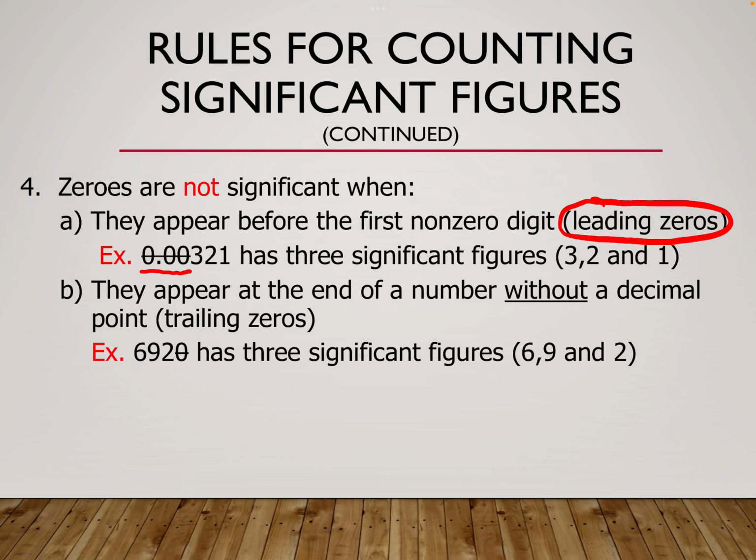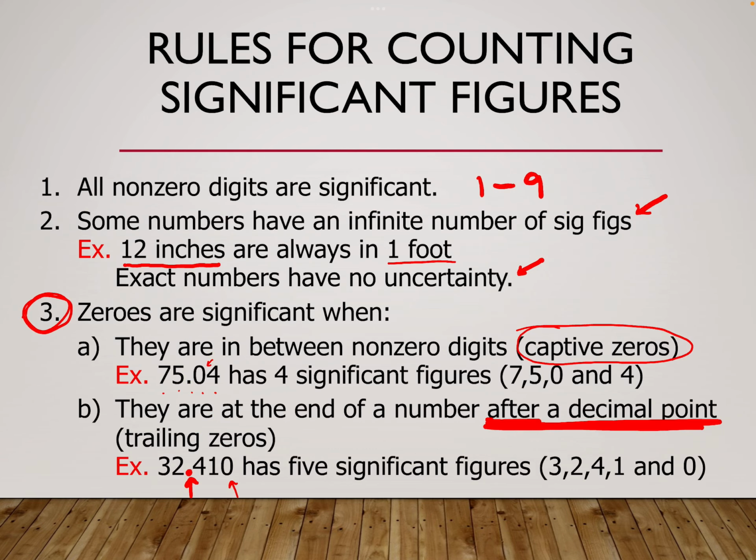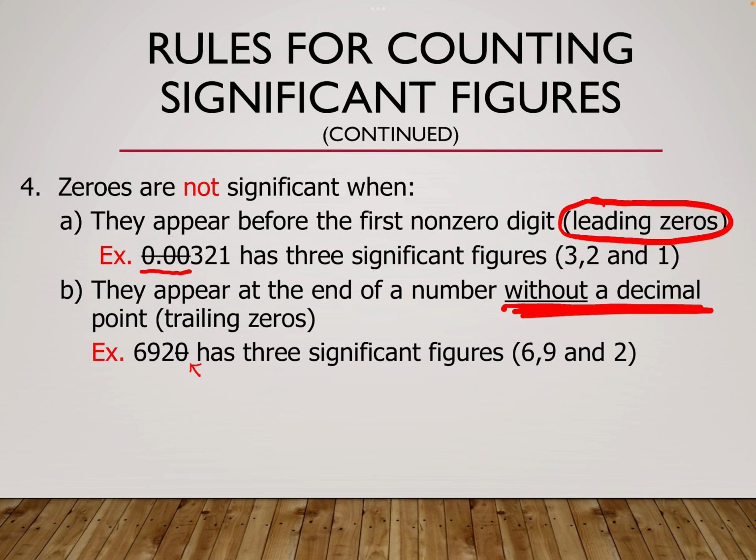They're also not significant if they're at the end of a number without a decimal point. Do you see? No decimal point in this number, so the trailing zero is not significant. This is also a placeholder zero, so that the 6, the 9, and the 2 end up in the right place. Okay, so these zeros shown on this slide are not significant, whereas these zeros are. So captive zeros are significant, and trailing zeros after a decimal point are significant. Leading zeros are not significant, and trailing zeros without a decimal point are not significant.